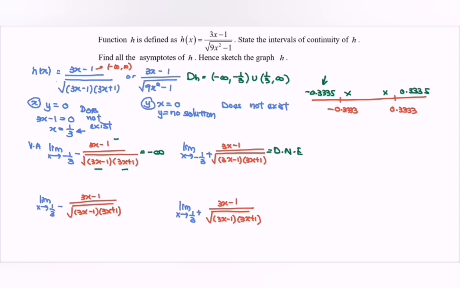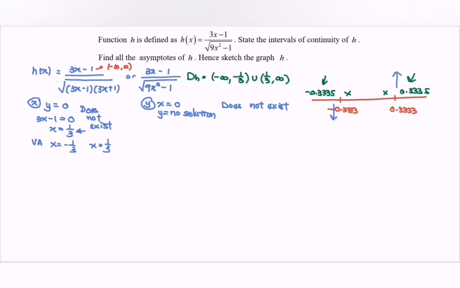Next, referring to 1 over 3 from the left, based on the number line and the domain, it does not exist. Finally, as x approaches 1 over 3 from the right, we substitute this value. Notice that from here we can set the vertical asymptotes x equals negative 1 over 3 and x equals 1 over 3.